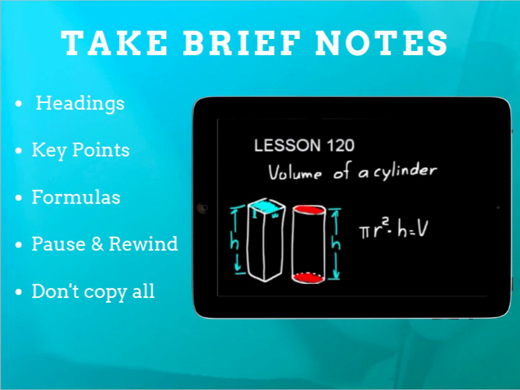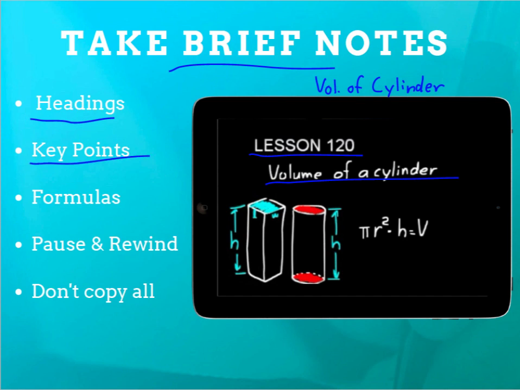So the lecture, you'll watch that, and you'll take brief notes. That means you want to include things like headings, like it's lesson 120, and subheadings, volume of a cylinder. But you don't have to write that whole thing out. You can just do it short, vol. of cylinder. Shorthand is what that's sometimes called, abbreviated. You also want to include key points, key ideas, and problem-solving tips that you hear or see come up. A word problem, for example, you don't have to write the whole sentence or sentences out again. Formulas, like this one here, you'd want to include things like that.